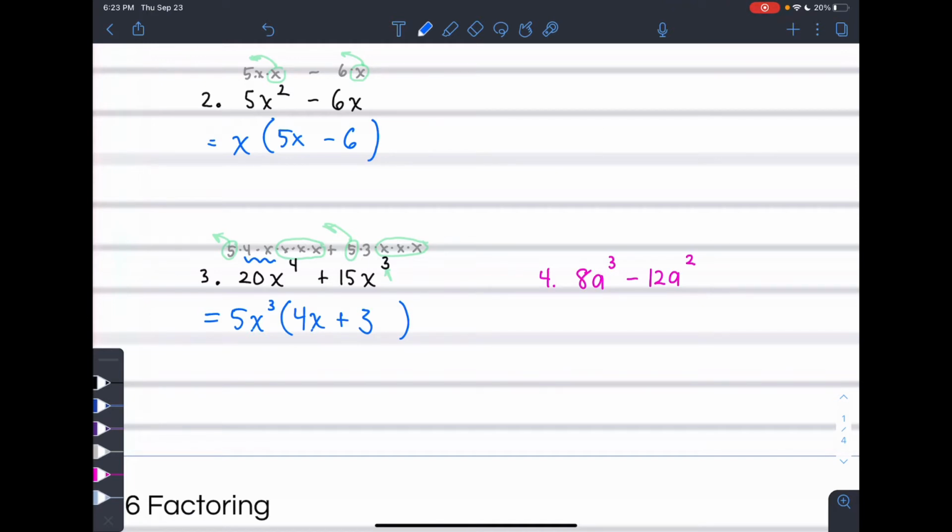Okay? So for number 4, how do you rewrite this if you factor out the GCF? Your final answer should be 4a squared times 2a minus 3.